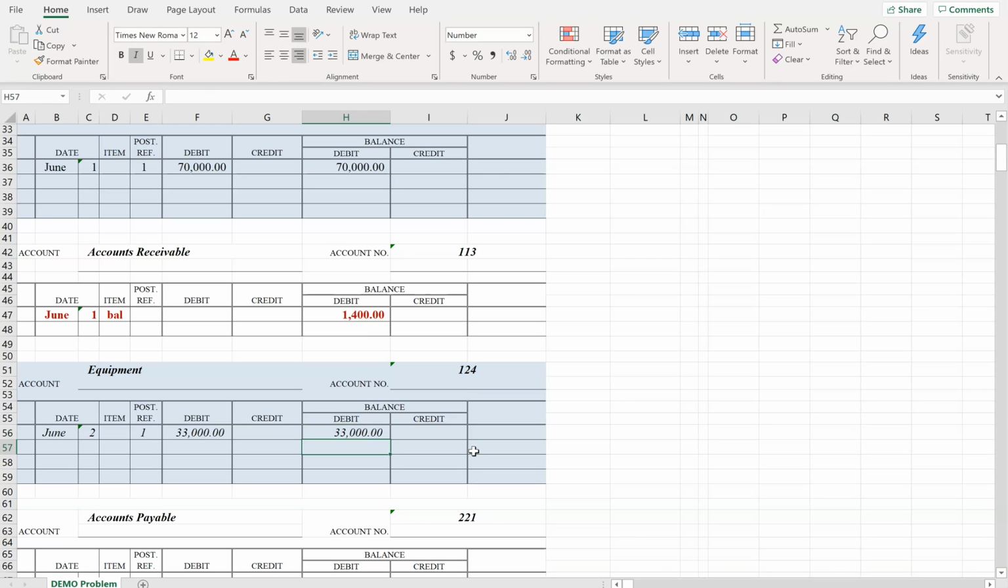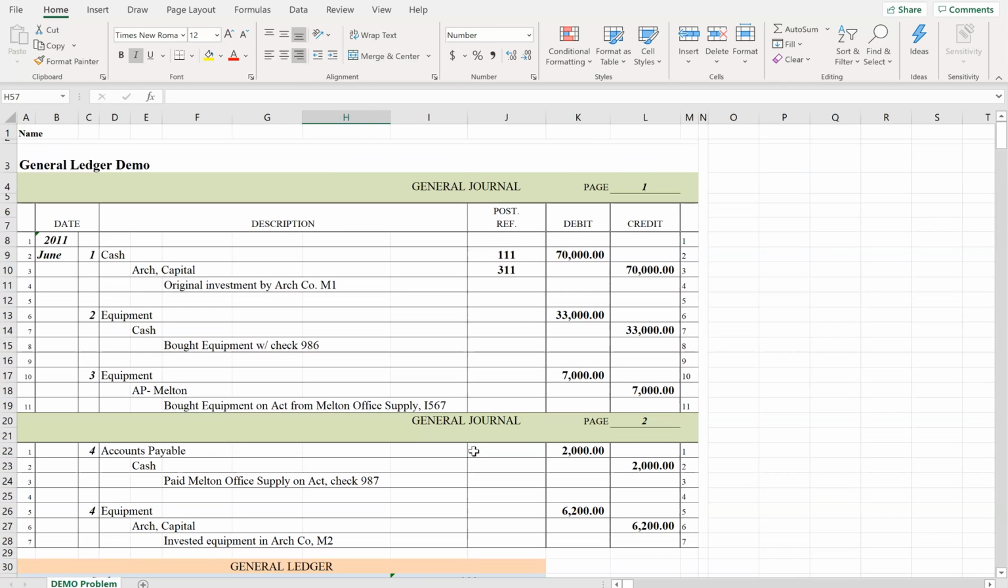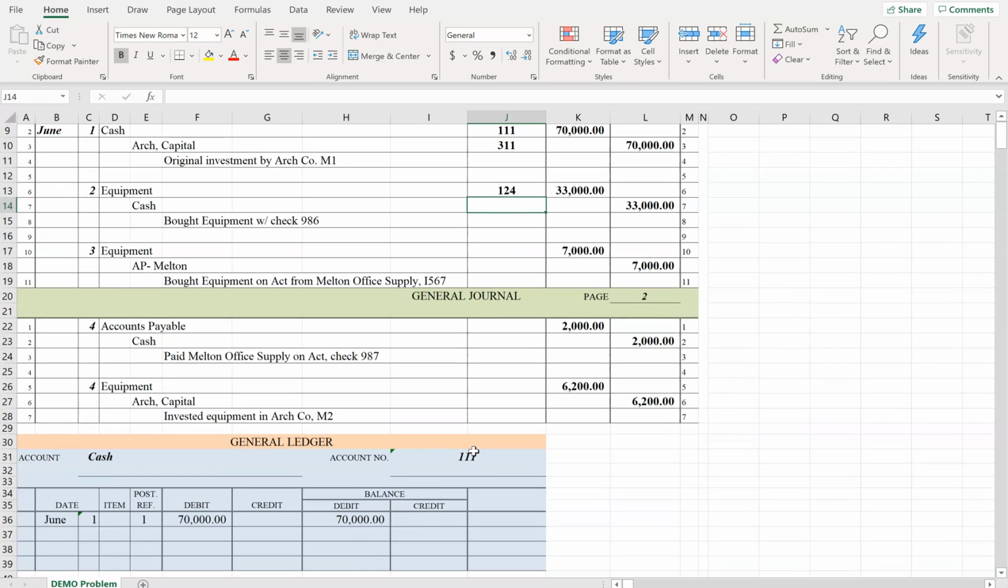And then we come back up and we fill out the post reference in our journal of 124 because that is the account number. All right, the next entry is cash. The next part of this journal entry is cash. It's a credit. So we're going to go down to cash.